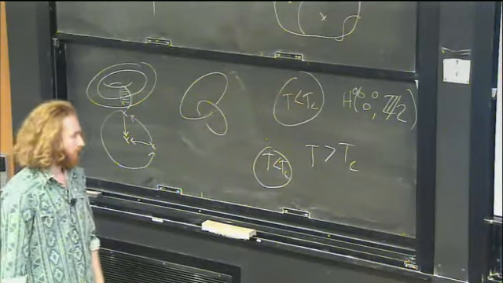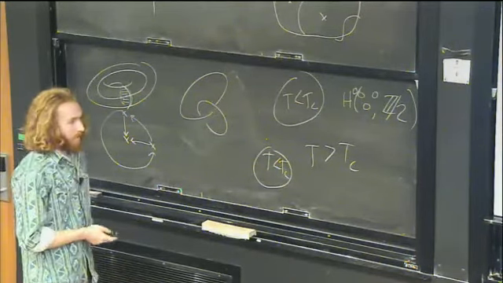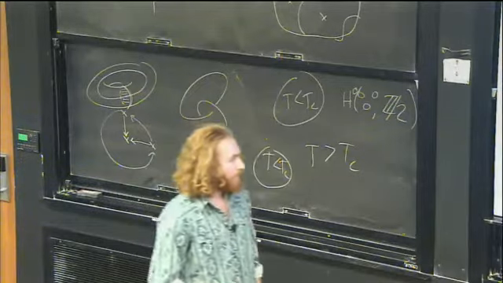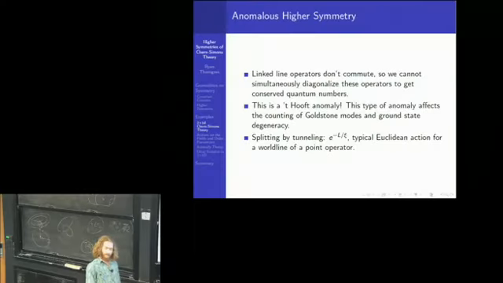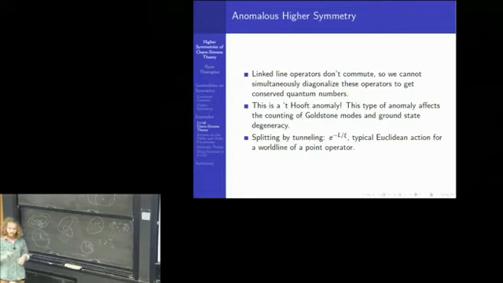Okay, so this is going to be a kind of 't Hooft anomaly. For continuous symmetries, this kind of anomaly affects the counting of the Goldstone modes. If you have like chiral symmetry in 1 plus 1D, left movers and right movers, and you spontaneously break both symmetries, you find only one Goldstone mode. Here, it affects the ground state degeneracy.